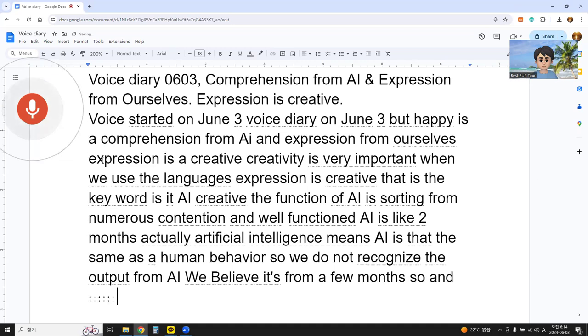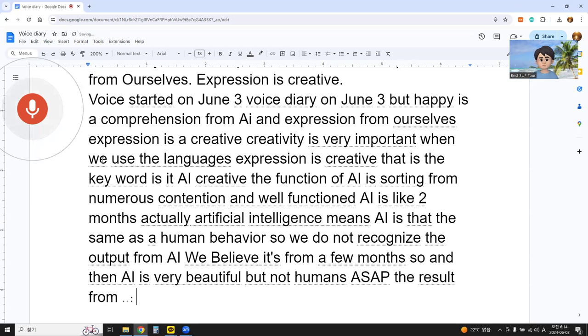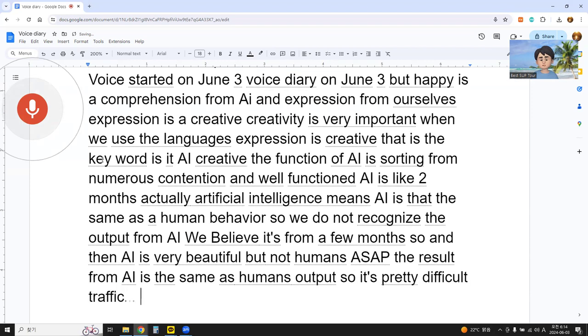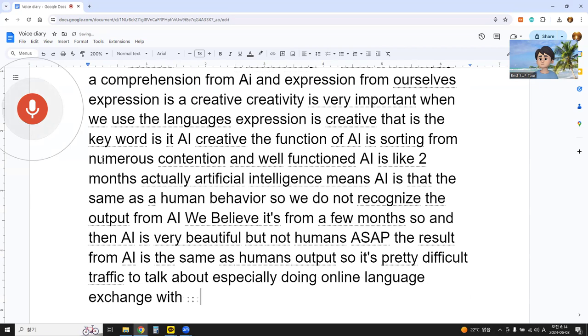So AI is very useful, but AI is not humans itself. The result from AI is the same as human output. So it's a very difficult topic to talk about, especially doing online language exchange with AI. It is not simple.